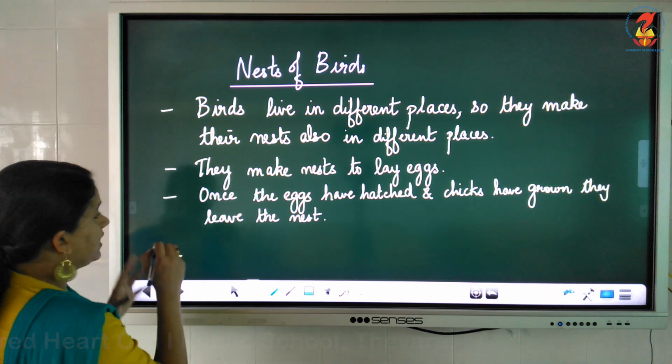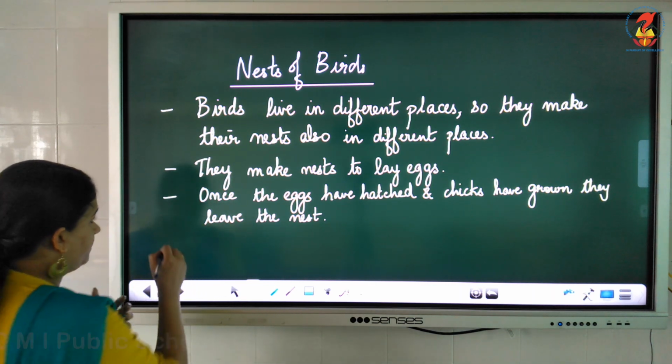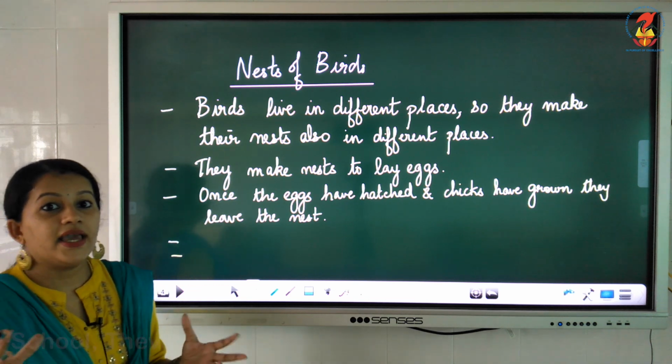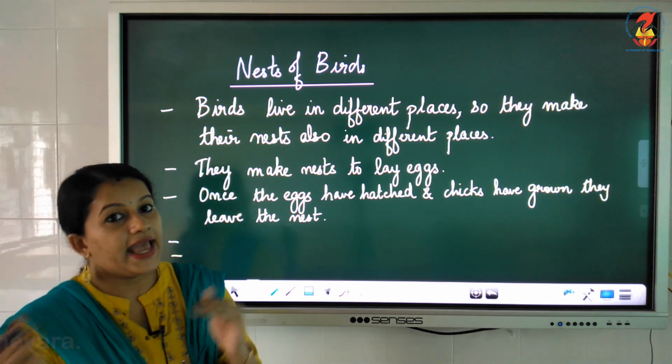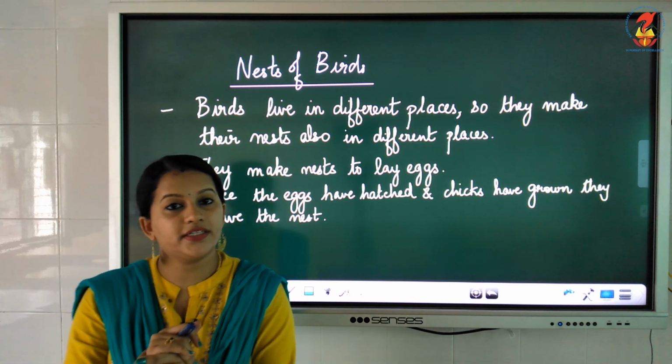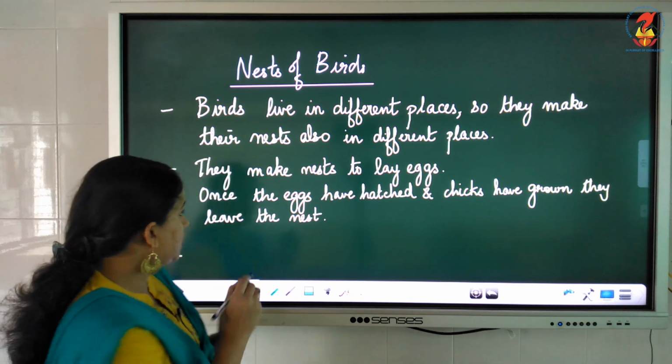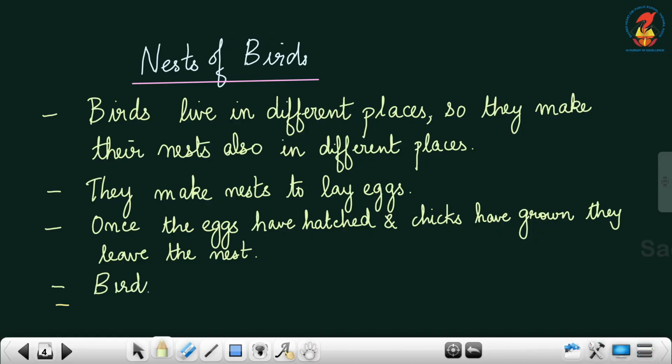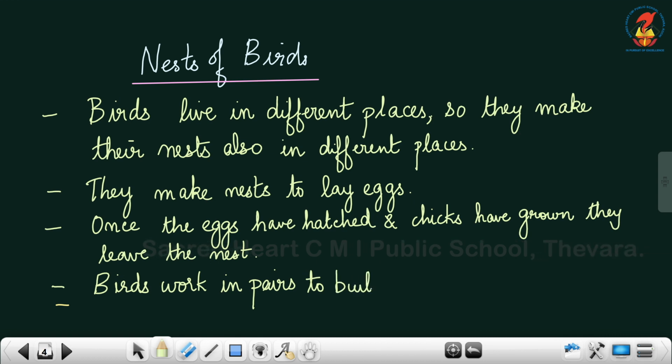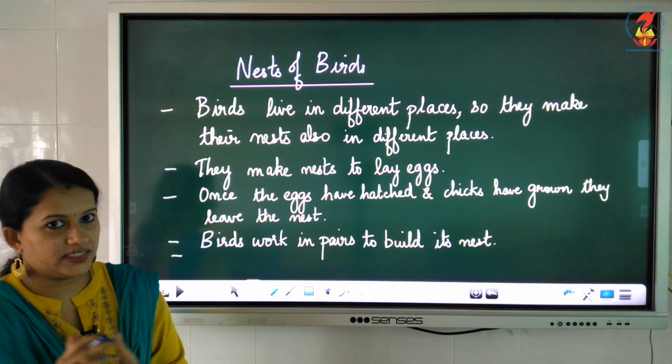And usually children, when they start building their nest, they will make the nest in pairs. That means the male bird and the female bird will be working together to make the nest. Birds work in pairs. So they work in pairs to build their nest.